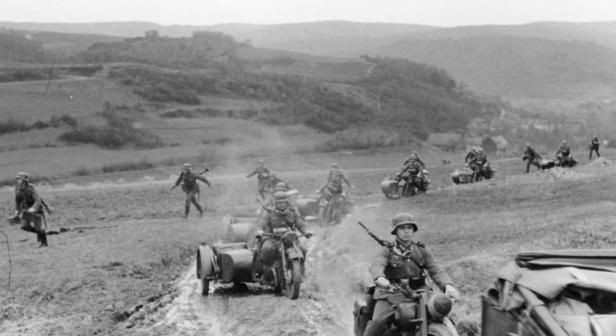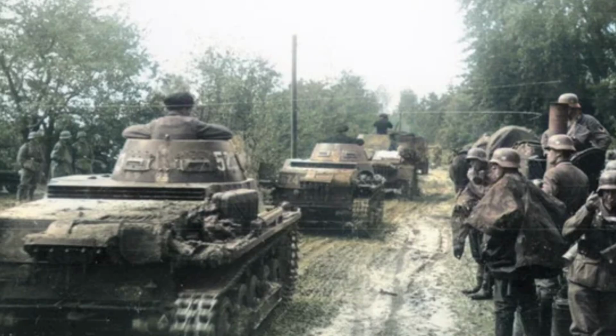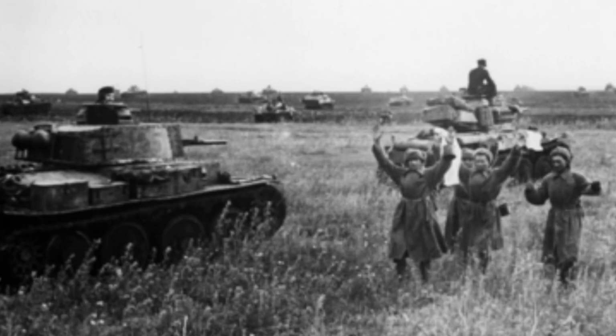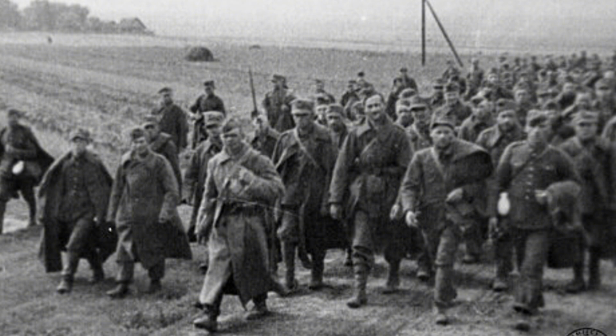Just 2 days into the German invasion, the situation had already begun to unravel. By September 3rd, German forces were making dramatic advances. Von Rundstedt's divisions had pushed deep into southern Poland, von Kluge reached the Vistula River, and von Reichenau was moving toward Kielce. The Germans were on a rampage, but despite overwhelming odds, the Polish forces fiercely resisted.